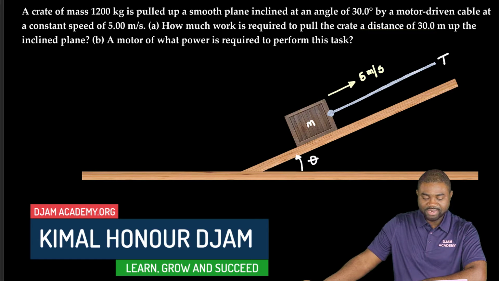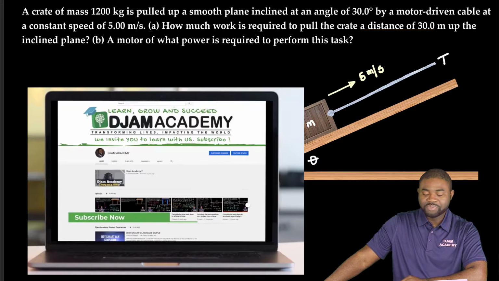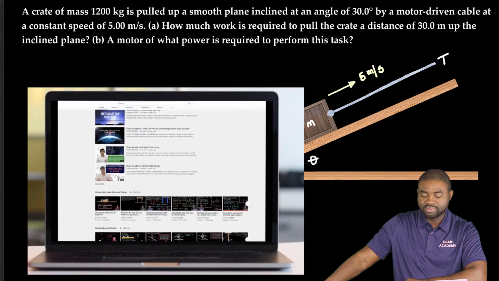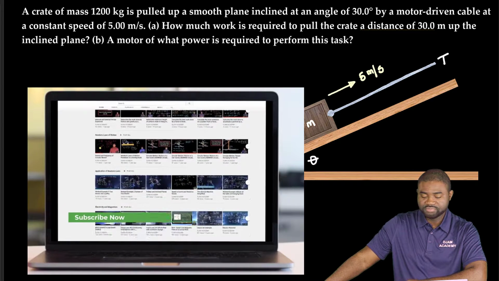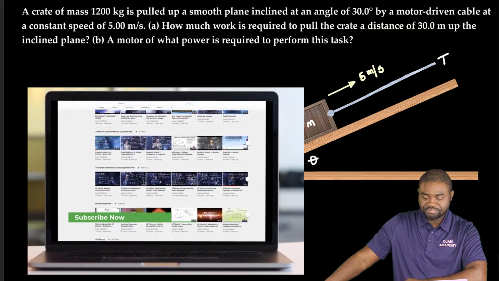A crate of mass 1,200 kilograms is being pulled up a smooth plane inclined at an angle of 30 degrees by a motor-driven cable at a constant speed of 5 meters per second. Remember that the speed is constant.